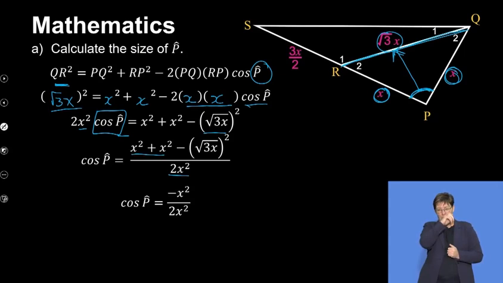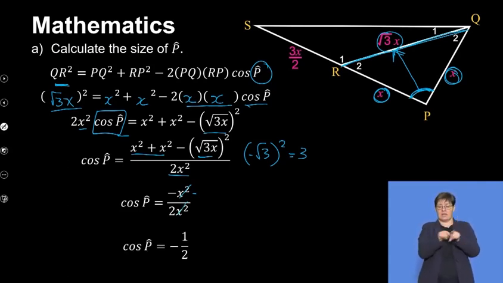If you notice that you're going to have x squared plus x squared, and if you did the algebra on minus root of 3 squared, you're going to end up with 3. So you ended up with x squared plus x squared minus 3x squared, and that's how we ended up with minus x squared in the numerator here. And our denominator was 2x squared, and now we can just cancel out the x squared, so we're going to end up with cos P equals negative a half.